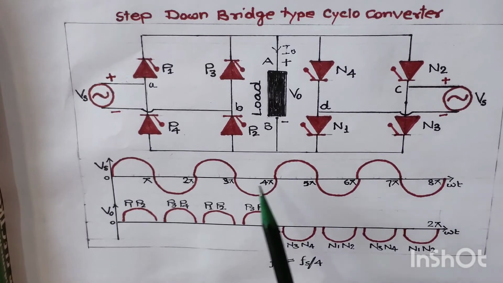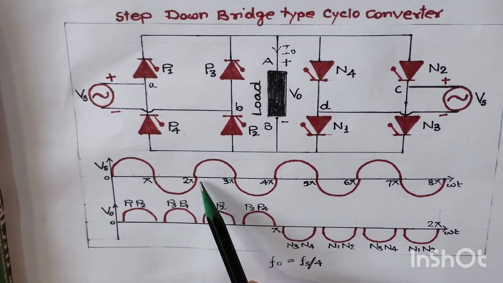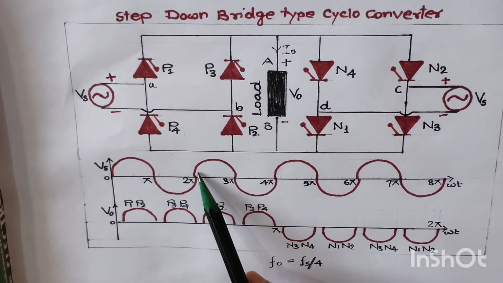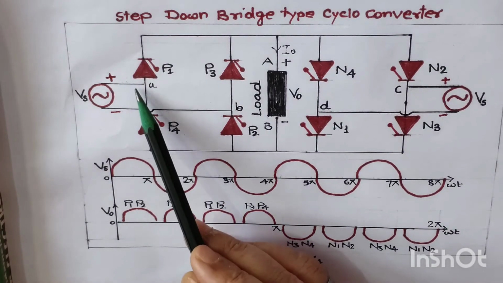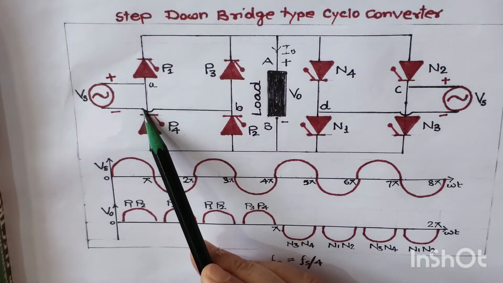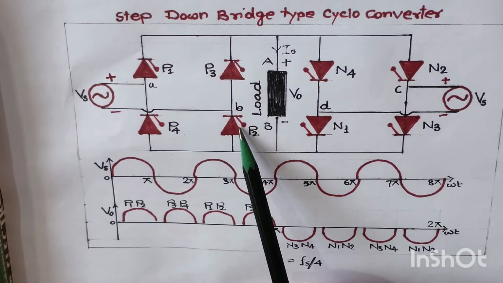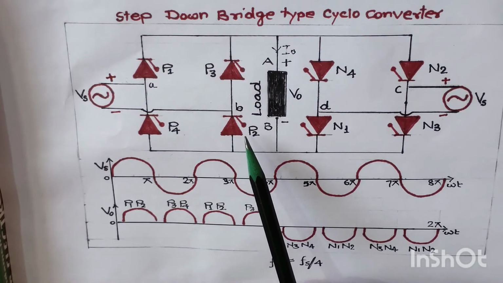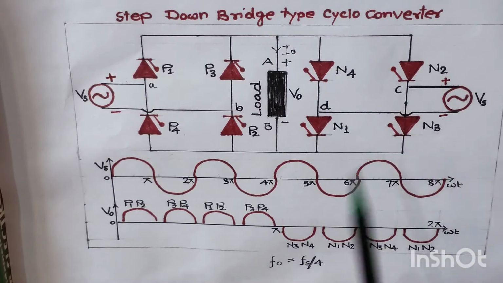Now let us move toward the next positive cycle, that is between angle 2 pi to 3 pi. So we are applying again a positive input cycle at the cycloconverter. So this will be the positive, this will be the negative, and thyristor P1 and P2 will be in forward conduction mode. So we will supply a trigger pulse to thyristor P1 and P2. We will not supply any trigger pulse to thyristor N3 and N4.